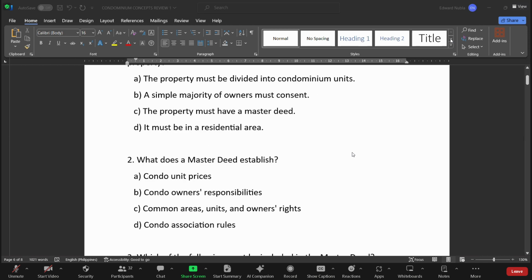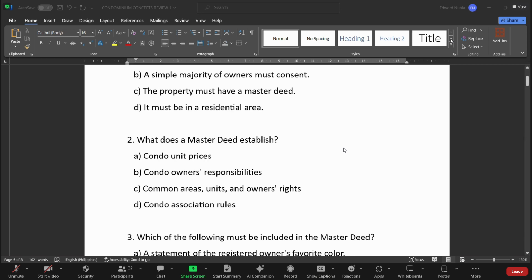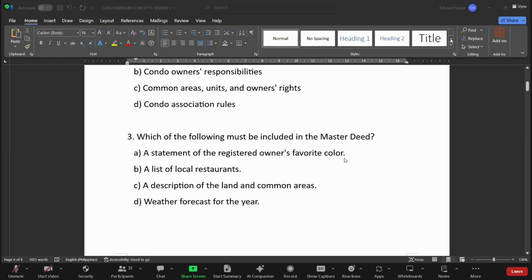Number two, anyone? Miss Krisha, number two. What does a master deed establish? Letter C, common areas, units, and owners' rights. All right, number two is letter C. Number three, Sir Adrian. Which of the following must be included in the master deed? Letter C, a description of the land and common areas. Correct.